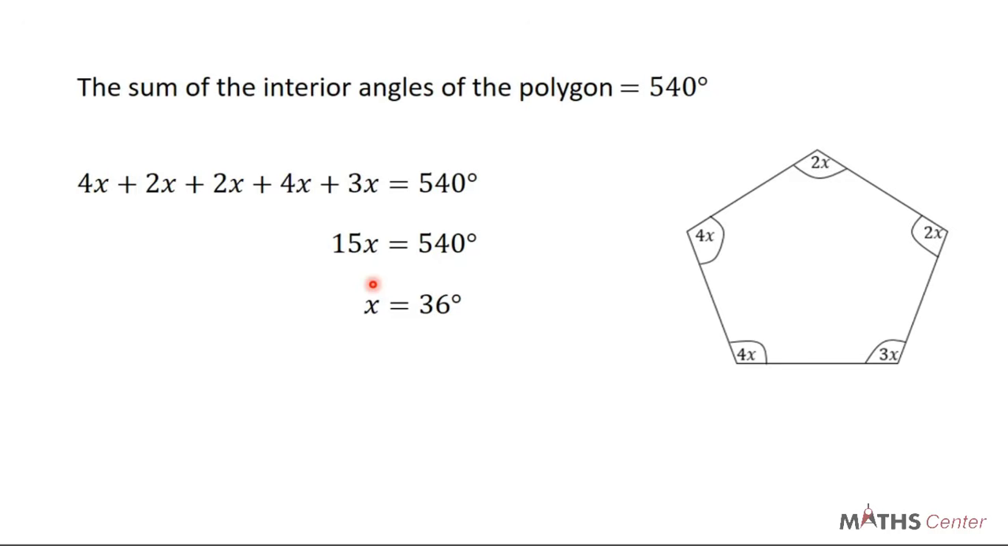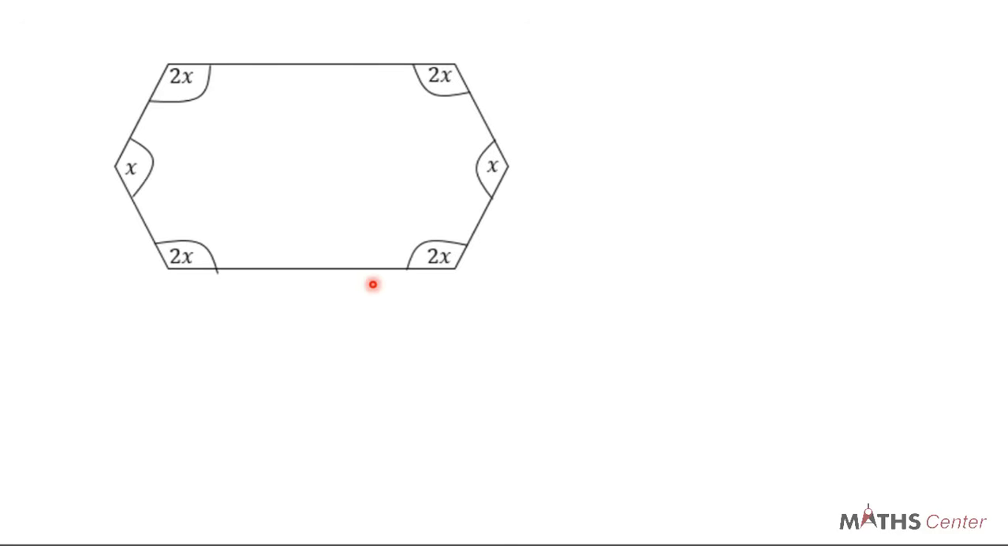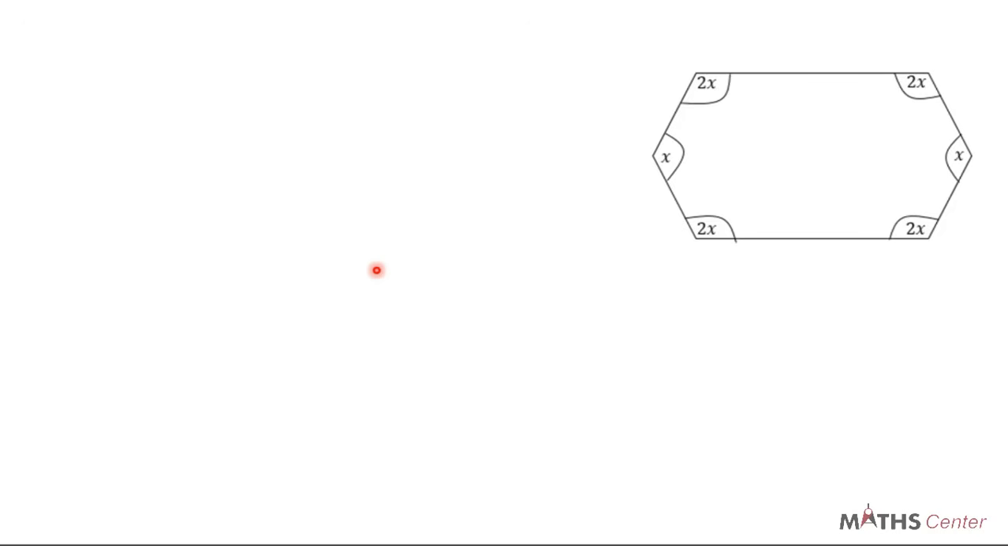Let's consider the next example. So once again, we have been given this polygon. All the angles that have been given in this question are interior angles. So what we have to do is find the sum of the interior angles of this polygon. Then we add the interior angles here and we equate it to the sum. This is a 6-sided polygon, so a hexagon. So we find the sum of the interior angles of a hexagon.